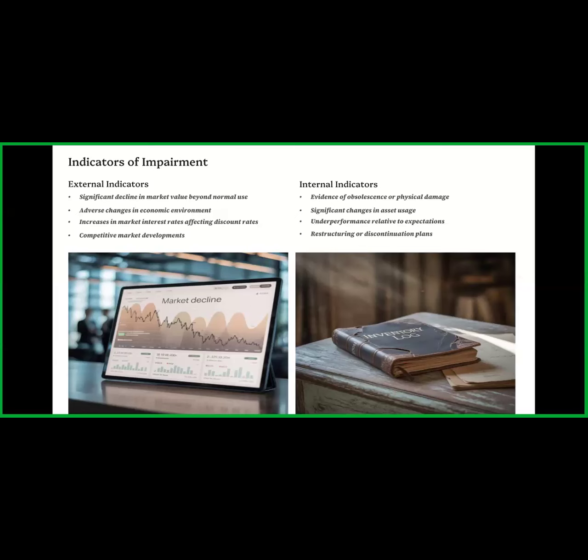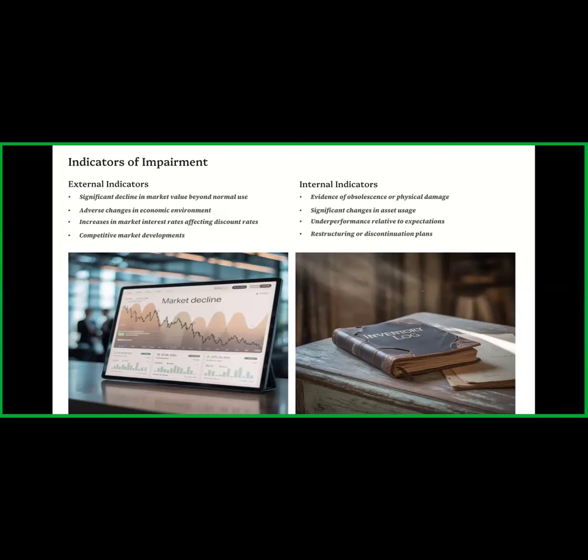We know that there is a significant decline in the market value beyond normal use. If the market trend does not go well with that asset, that means if the market is in recession or depression, the seller will automatically not offer a good value to you. So there is a difference between the carrying value and the recoverable value.